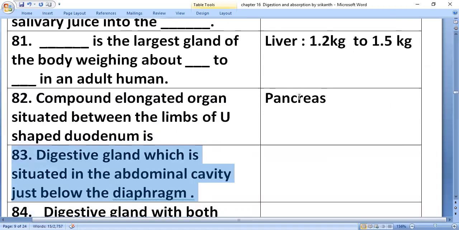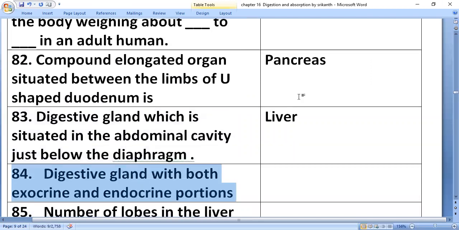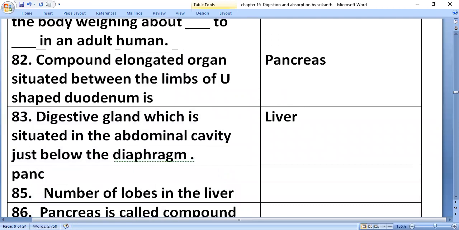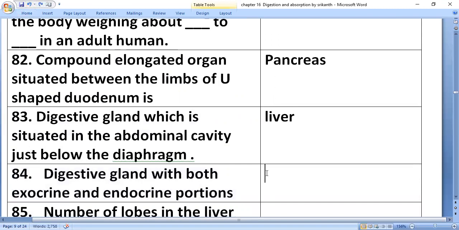Digestive gland situated in the abdominal cavity just below the diaphragm: liver. Digestive gland with both exocrine and endocrine portions: pancreas. Number of lobes in the liver.